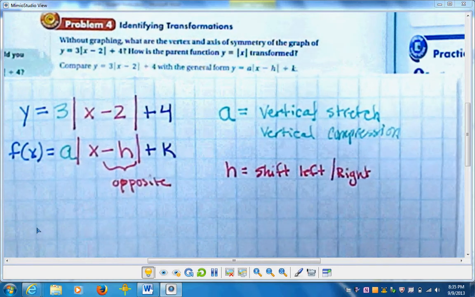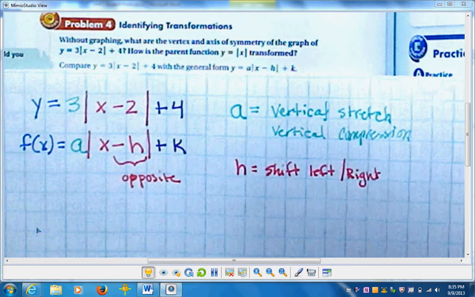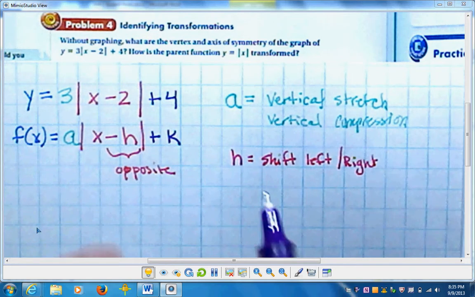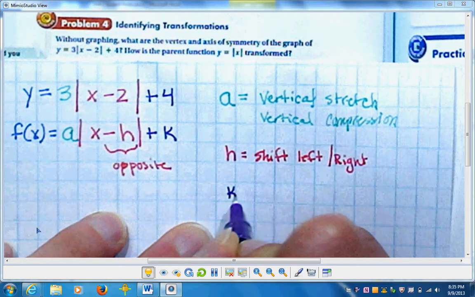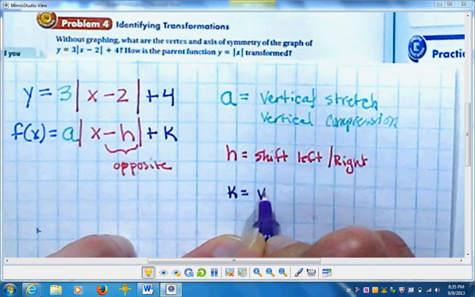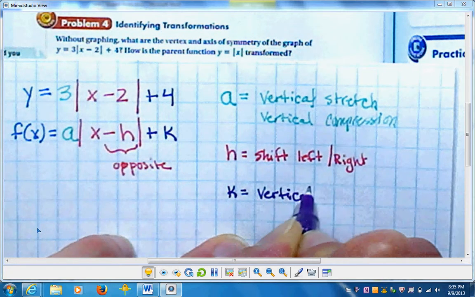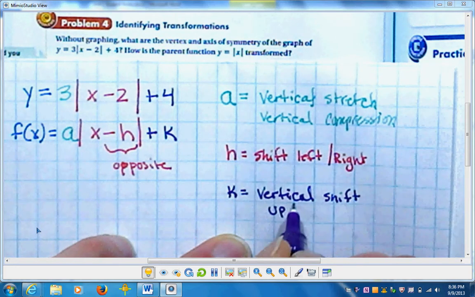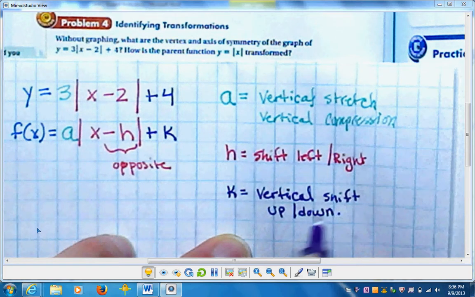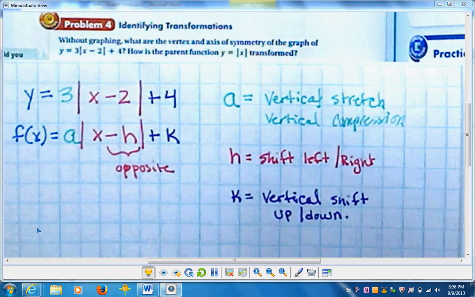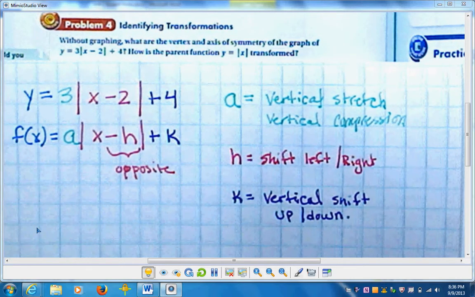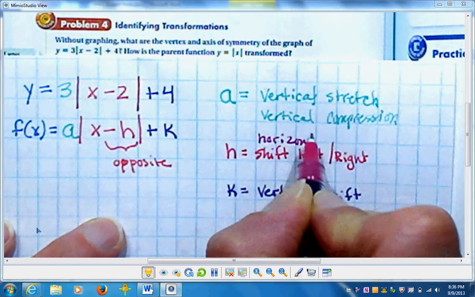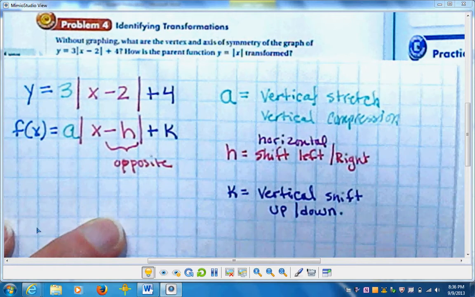Okay. And then the last letter on here is our letter k. So our letter k is our vertical shift, and that's up and down. There's one word I forgot to give you for h, and that's the word horizontal. Left and right is horizontal. I'm going to squeeze that up here. So that's our horizontal shift.